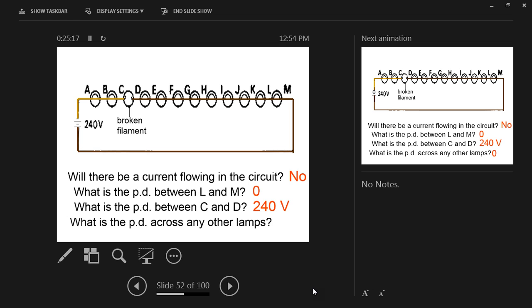Okay, so for the two break one, you just need to draw a diagram where there are two breaks. Right? And in order for it to have a 240 volt reading, you need to have one of the legs connected to a line that is directly connected to the pole, and the right leg connected to a line that is directly connected.